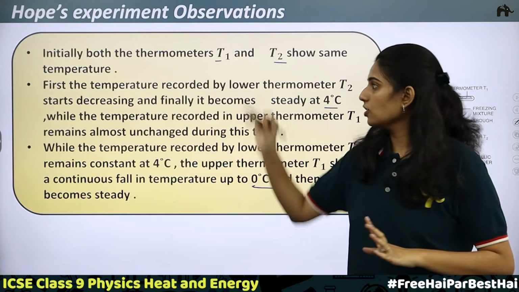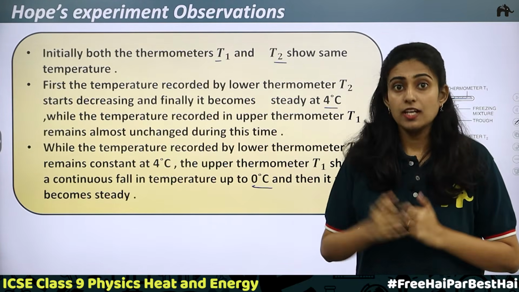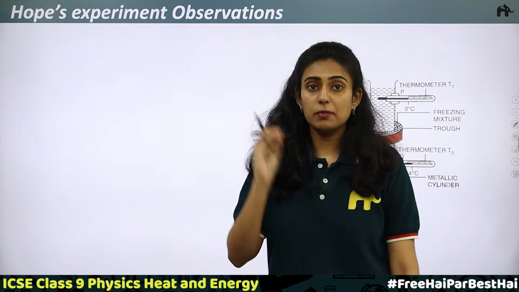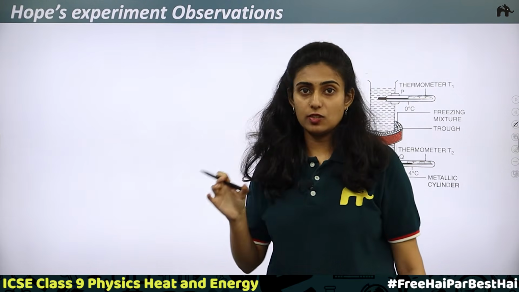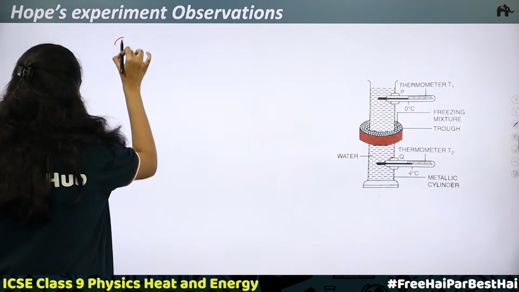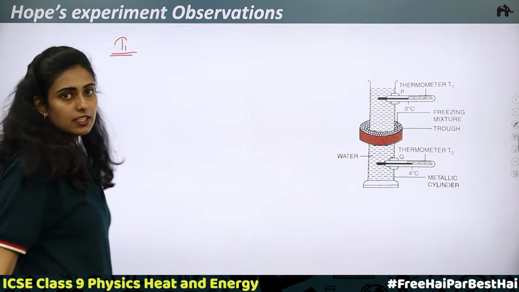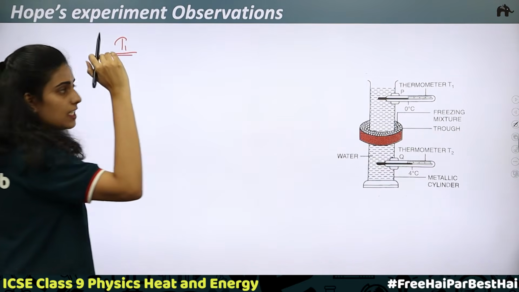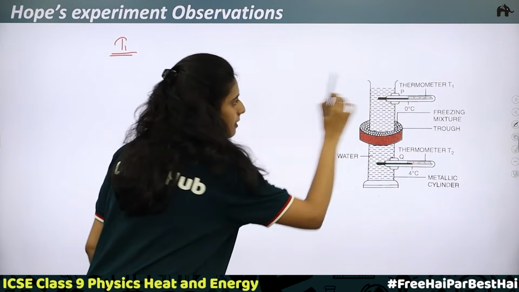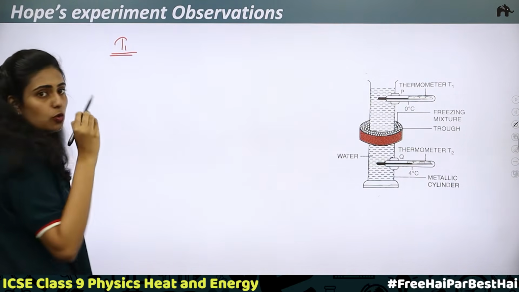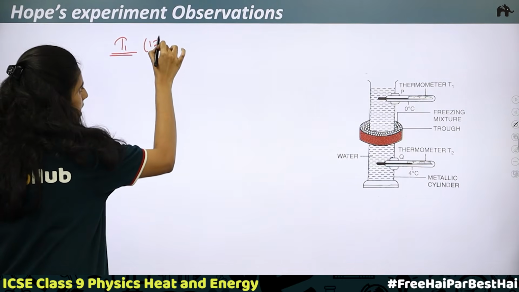Understood. So these are the observations which were made. Now we'll understand why this is happening. When you plot a graph for the temperatures given in T1 and T2 versus time in minutes, you will get a graph like this. First we'll draw for thermometer T1, the first thermometer, which is at the top. Here, as we said, what is happening? Let's say the room temperature we are considering is 12 degrees Celsius.